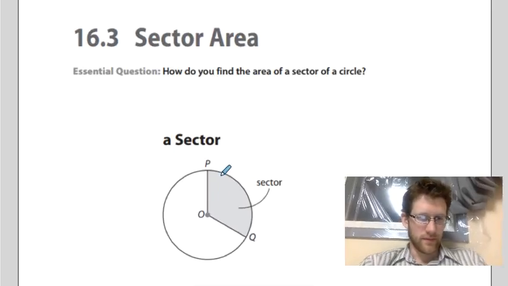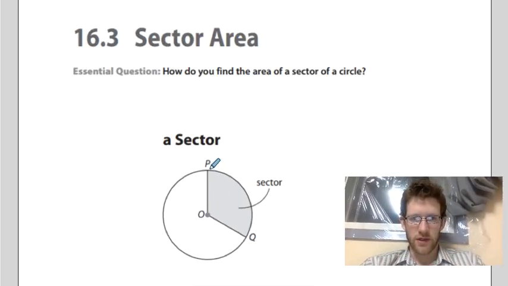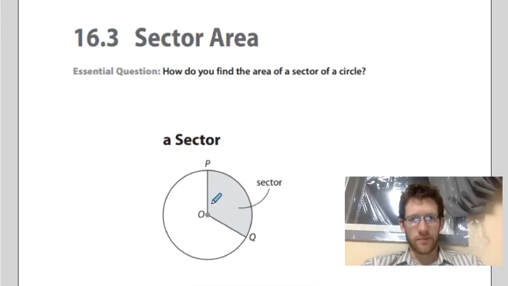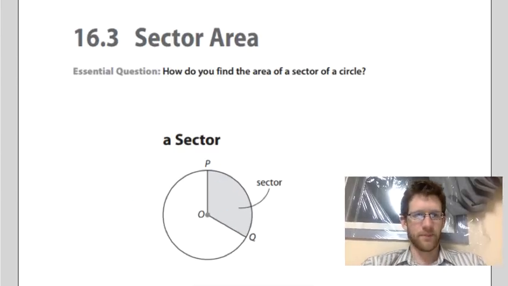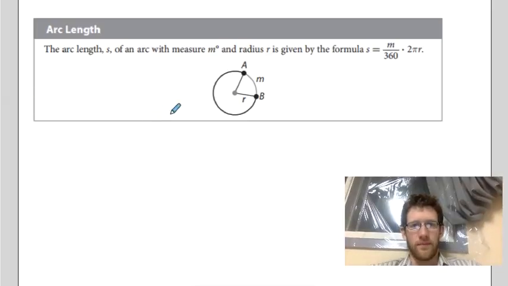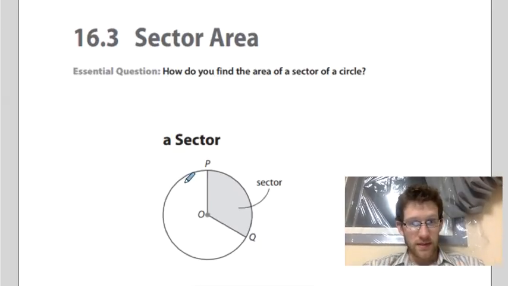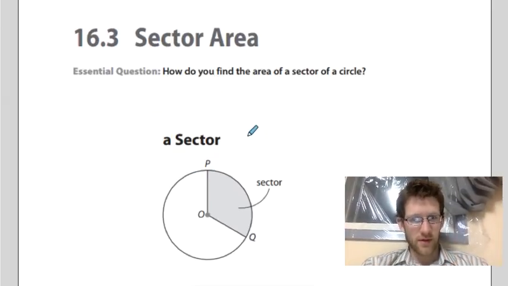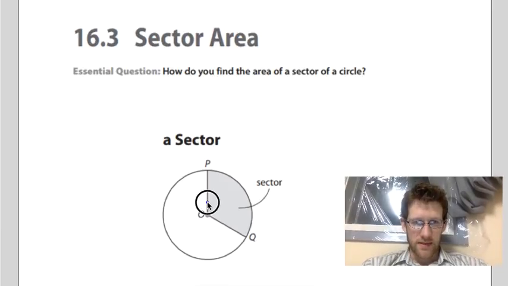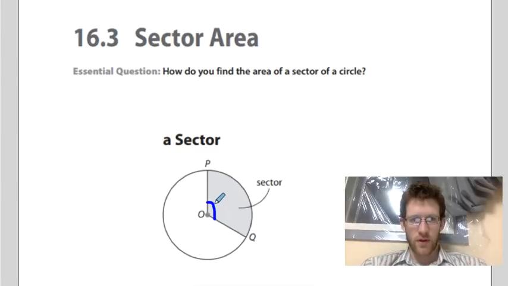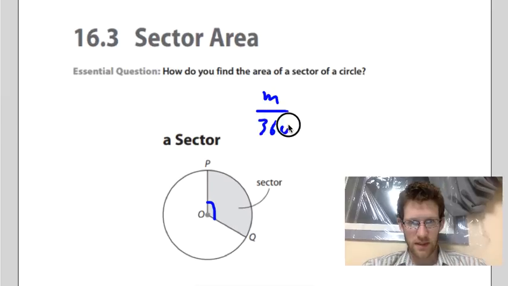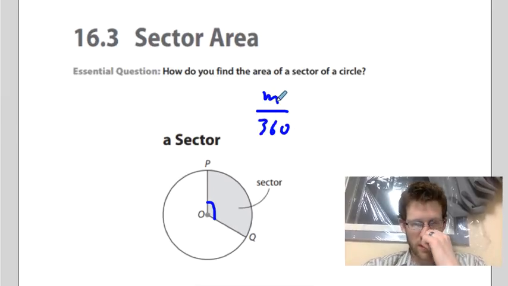In this case, we could call this sector POQ, or the sector defined by angle POQ. It should be no surprise here. You should probably already be able to figure out the formula for a sector. Based on this angle, we can figure out the portion of the whole. So the angle is going to be m over 360, that's the portion of the whole.